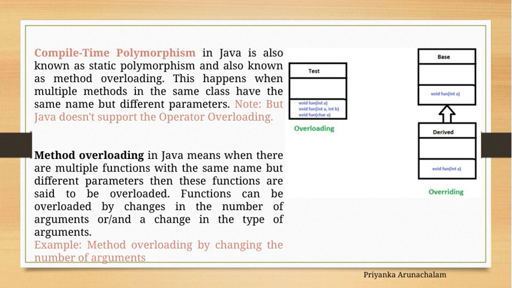This feature allows us to write more flexible and readable code, as the method name remains consistent while handling different types or amounts of data. And remember, this is different from operator overloading, which Java doesn't support. Instead, method overloading helps us achieve polymorphism through method signatures.